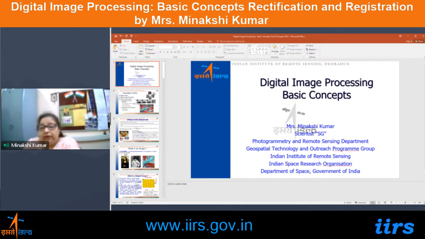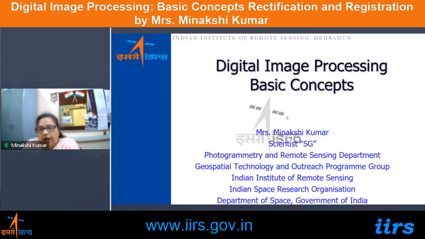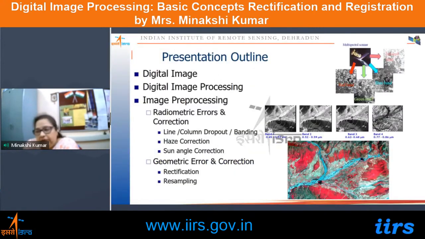So we are starting with the digital image processing basic concepts. To start with, I will start with my presentation outline. We would be discussing what is a digital image, what is digital image processing. We will see various components of image processing, and then we will discuss the first component of image processing, which is image pre-processing. Image pre-processing would include the radiometric error and its correction, geometric errors and their correction. So this is a brief outline of today's session.